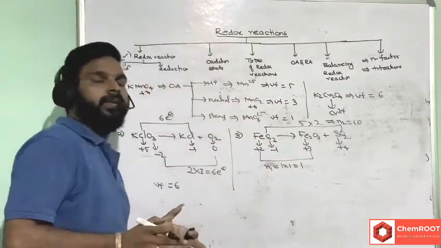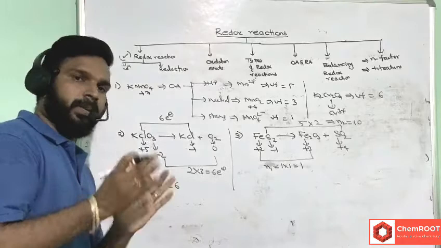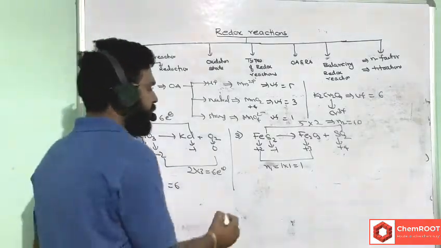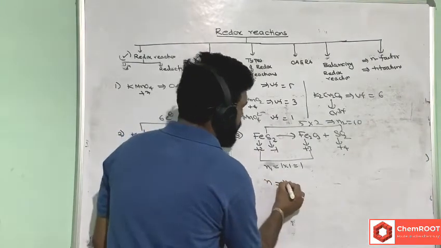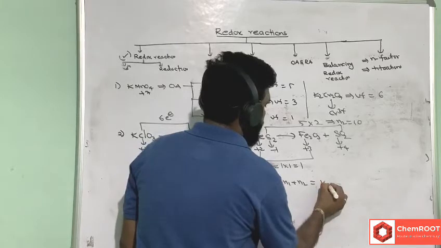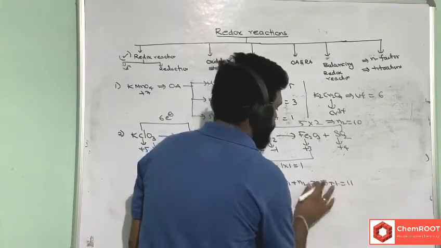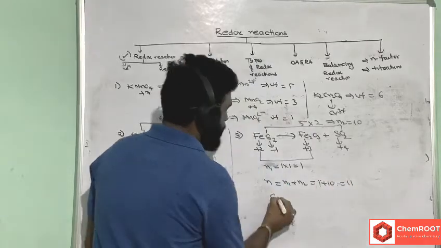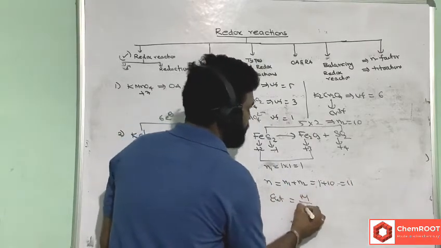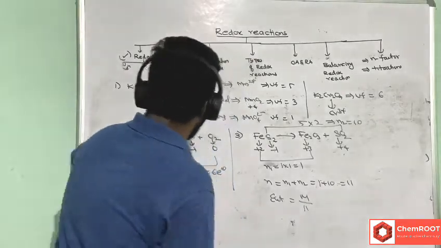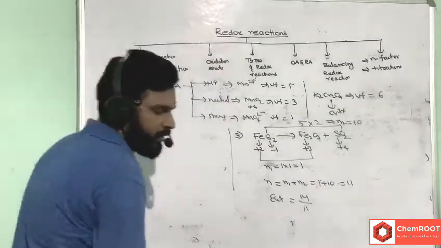So in the compound, the 2 elements are both going through oxidation only, or both reduction only. In that case, we can use valency factor equal to N1 plus N2. That is 10 plus 1, equal to 11. Or N1 equal to 1 plus 10 equal to 11. So in this case, equivalent weight is equal to M by 11. And the next kind of reactions are disproportionation reactions.